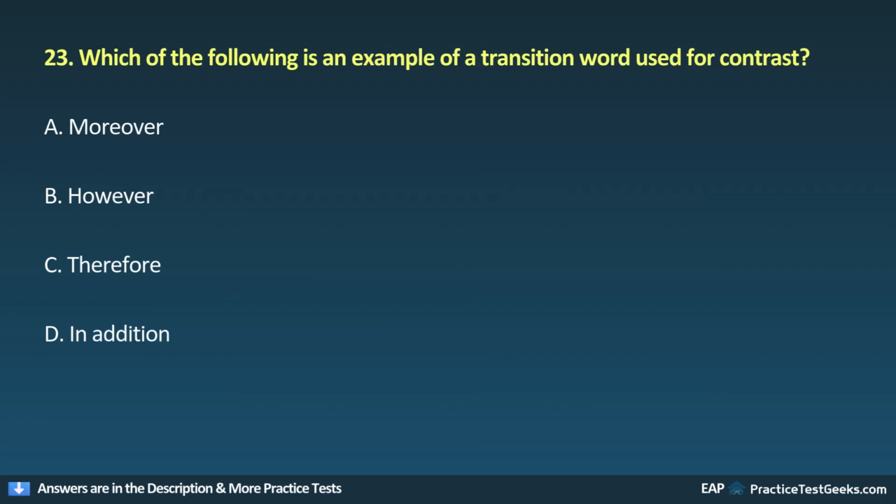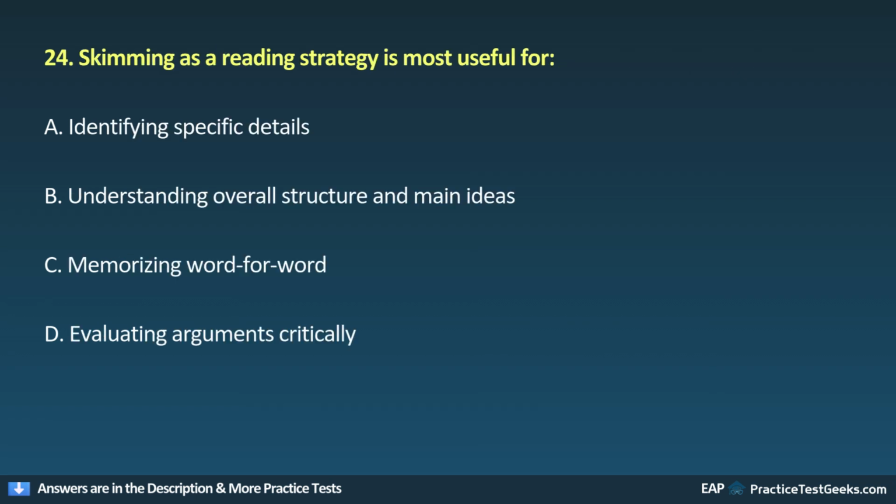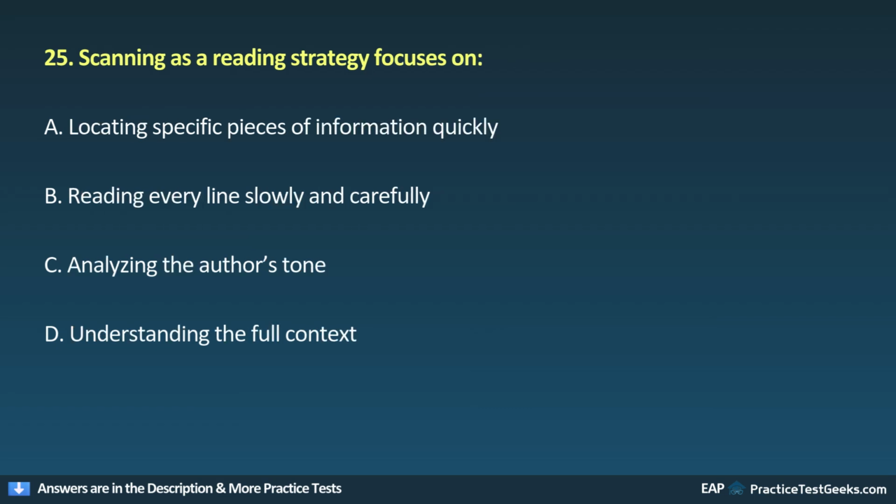23. Which of the following is an example of a transition word used for contrast? A. Moreover. B. However. C. Therefore. D. In addition. 24. Skimming as a reading strategy is most useful for A. Identifying specific details. B. Understanding overall structure and main ideas. C. Memorizing word for word. D. Evaluating arguments critically.